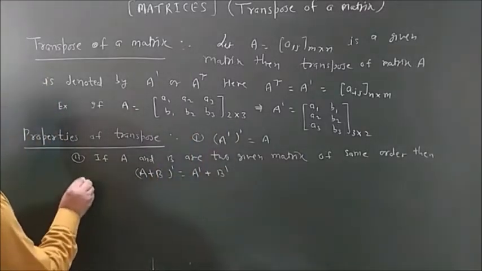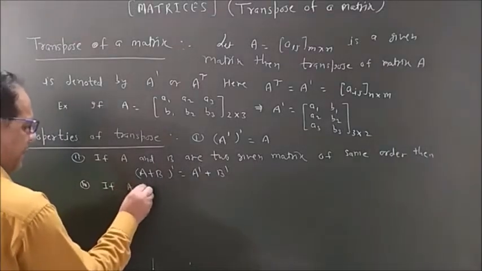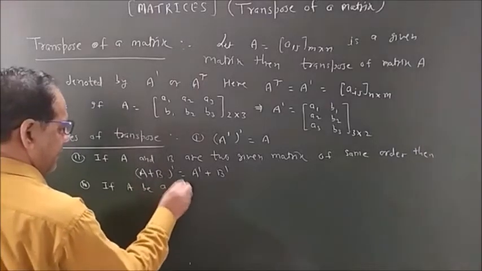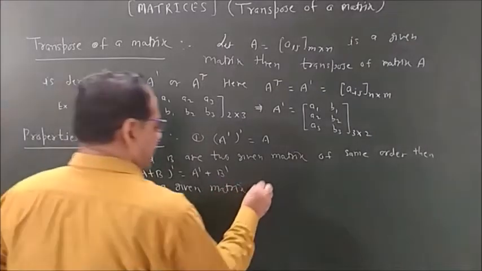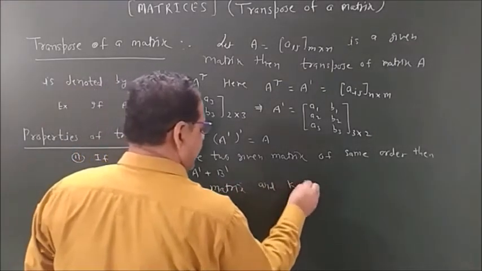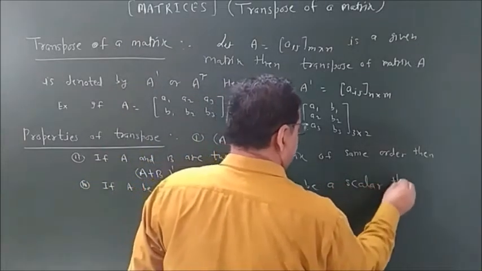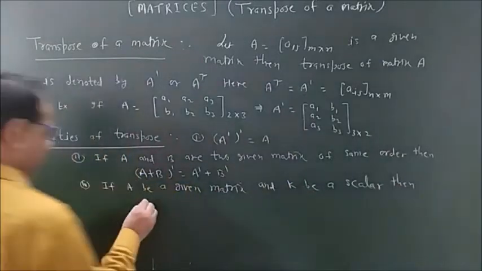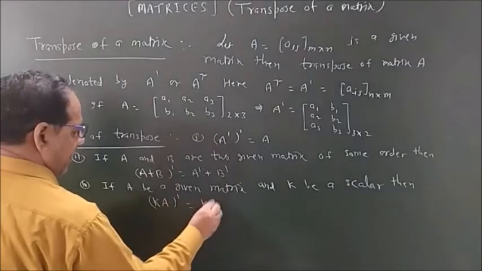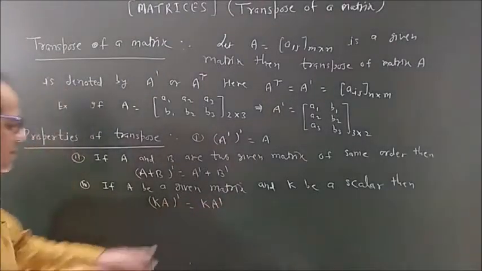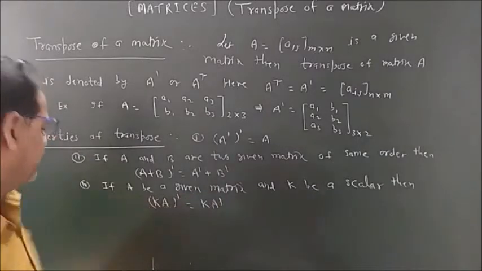Third, if A be a given matrix and K be a scalar, then transpose of KA equal to K A transpose. That means the scalar number is not affected by the sign of transpose.